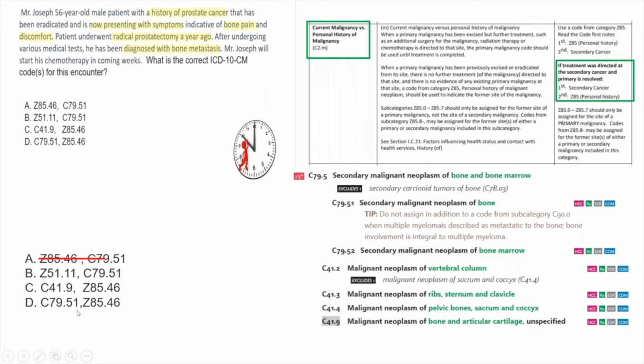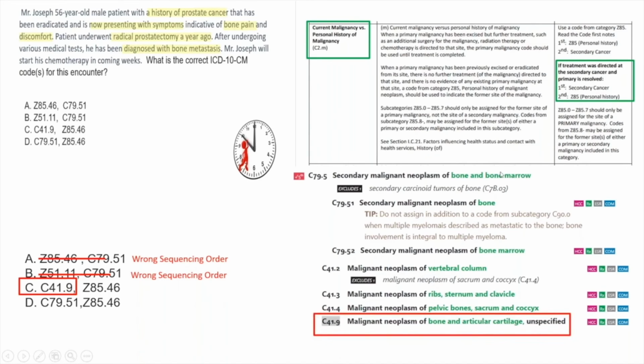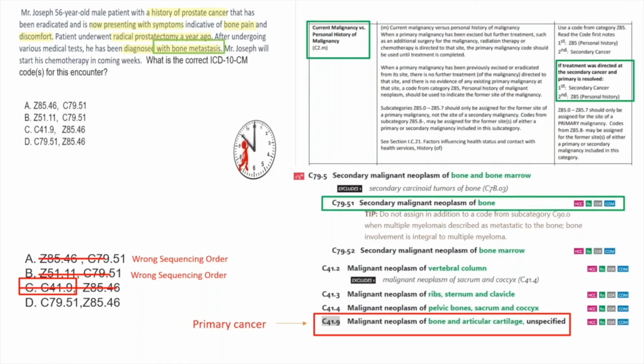So with that in mind, I can eliminate option A once again for a wrong sequencing order. Option B is also wrong because of the sequencing order. That leaves us with option C and D. Option C, what is that coding for? That's coding for a malignant neoplasm of bone and articular cartilage unspecified. Now this is also incorrect. Why? Because this is coding for a primary cancer and we had a metastasis of a bone cancer, right?